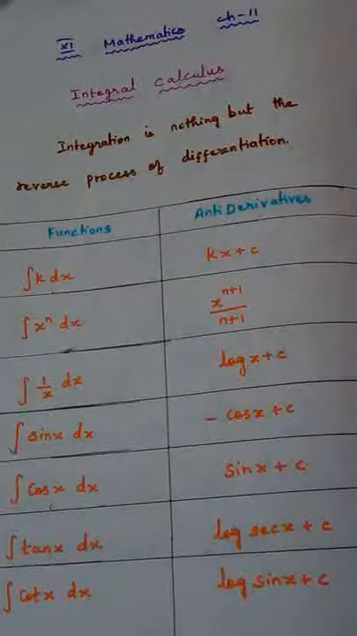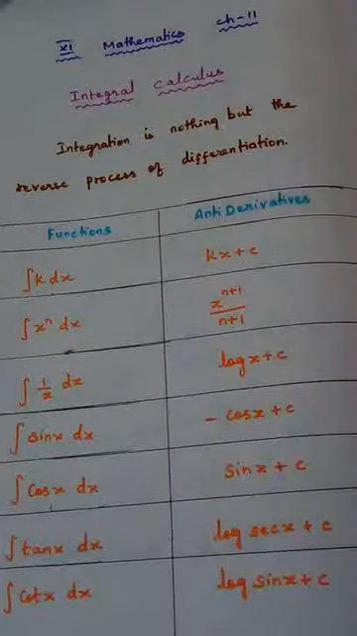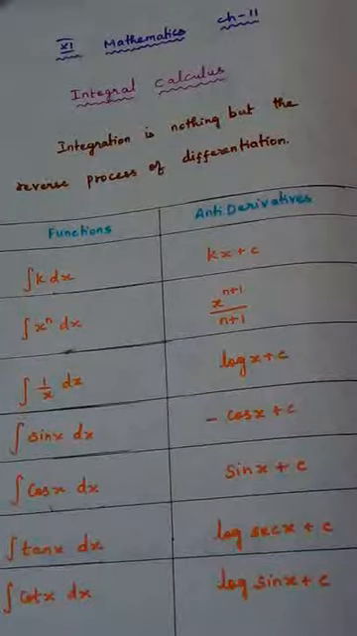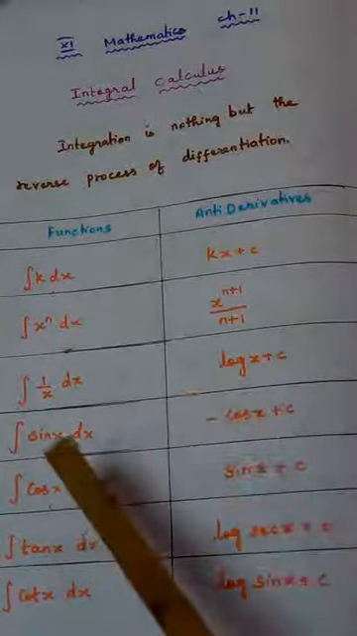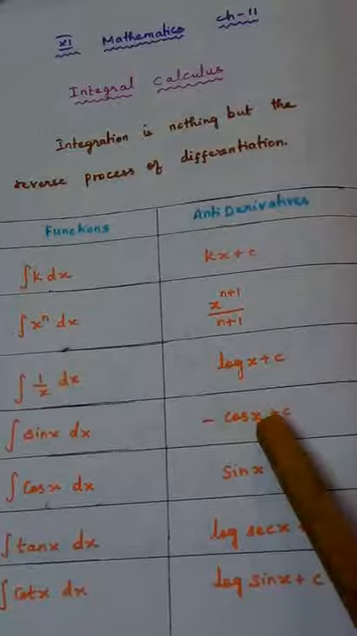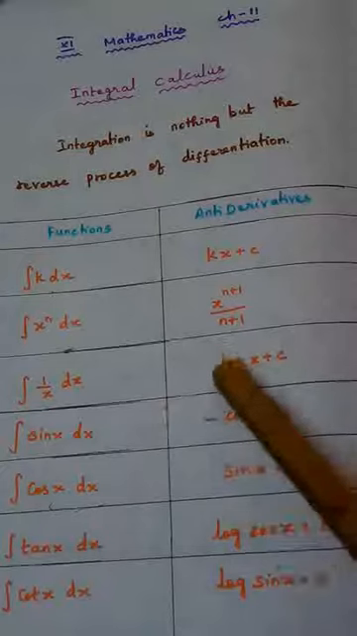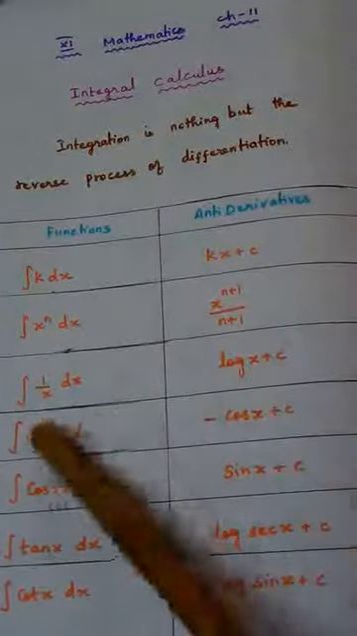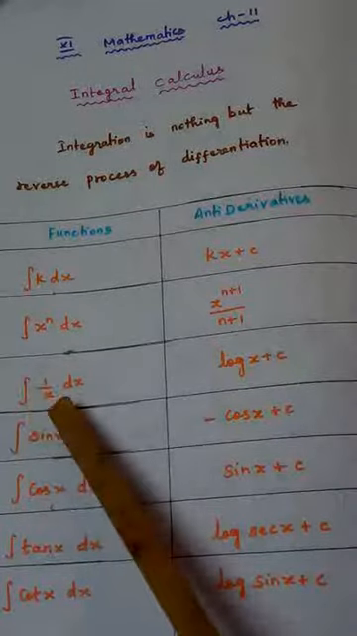As I said, this unit is nothing but the reverse process of differentiation. So first we will see some formulas. I know that if I differentiate cos x, the answer is minus sin x. If I differentiate log x, the answer is 1 by x. So in a reverse way, if I integrate 1 by x, the answer is log x.